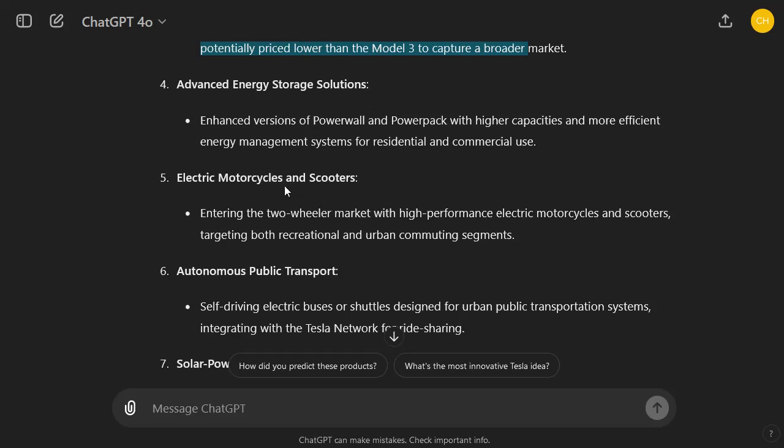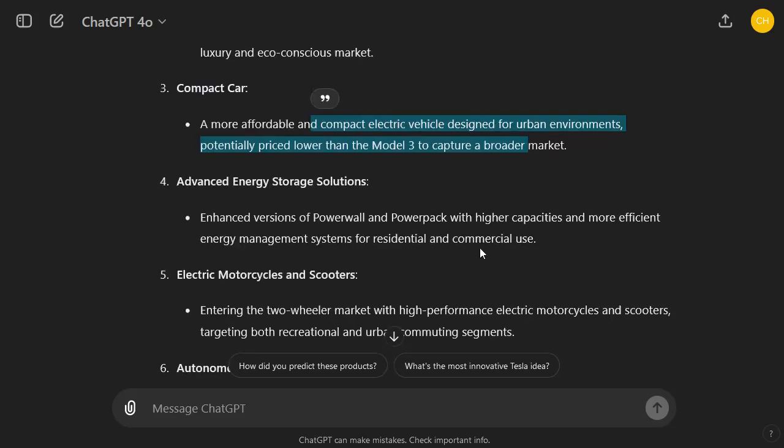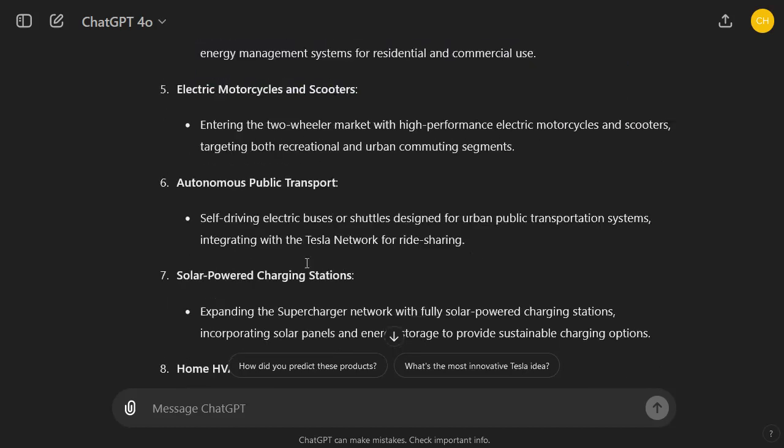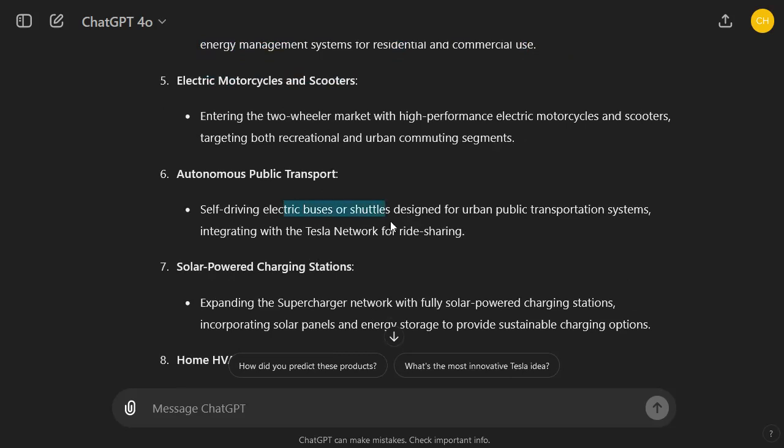Electric motorcycles, yeah, makes sense to go smaller, right? Maybe the markets are not so big here, so they could skip it, but it definitely makes sense to have this whole ecosystem of autonomous mobility and electric mobility. Not only cars, but also planes, also scooters, motorcycles, public transport. This one makes definitely sense. They will for sure do this, buses and big vehicles for public transport.